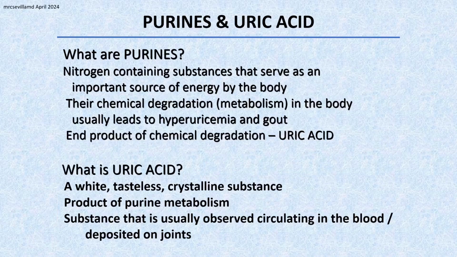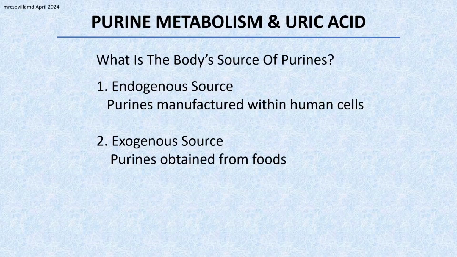Both of these conditions emanate from the same metabolic process, which is the breakdown of purines in the body. These nitrogen-containing substances are important energy sources, and their utilization results in the production of uric acid, which is the element measured in the blood, or which is found as crystalline deposits in the joints. So where do purines come from? They can come from exogenous sources like food, and the other half is due to purines manufactured by human cells.